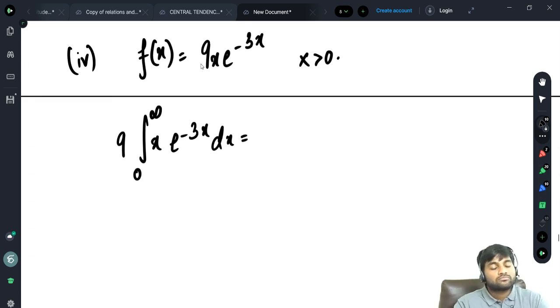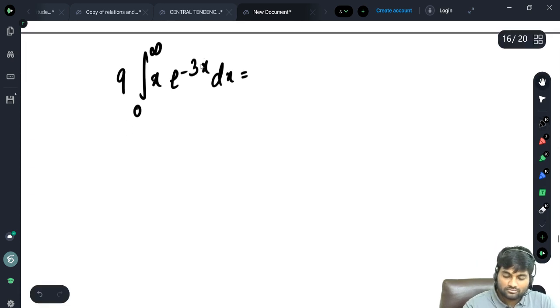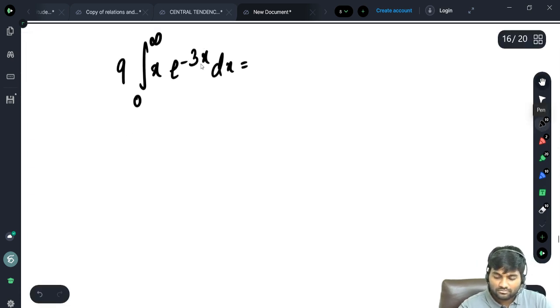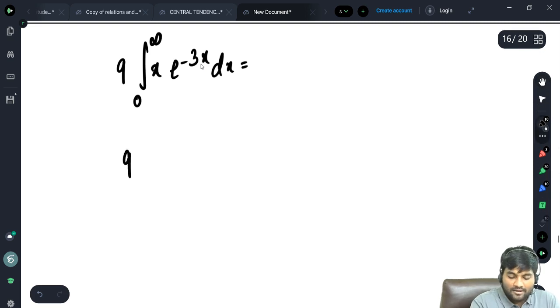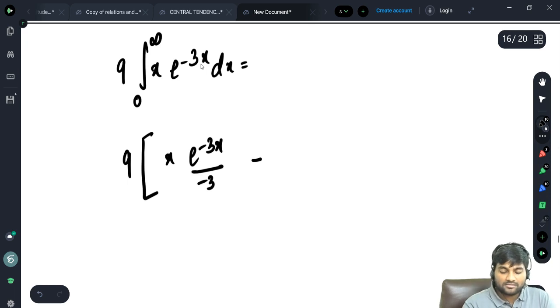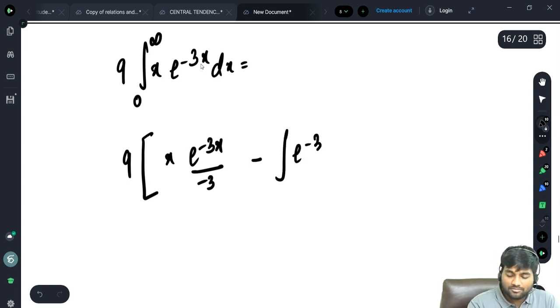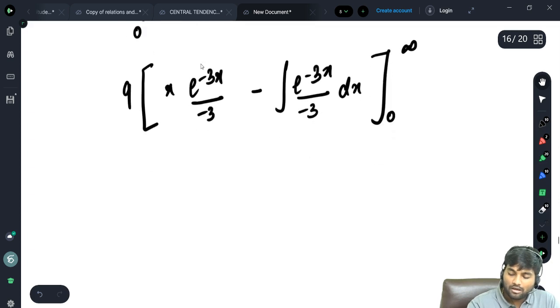Chalo. Nine x, e to the power minus 3x by minus 3, minus integration e to the power minus 3x by minus 3 dx, 0 to infinity. Do it.